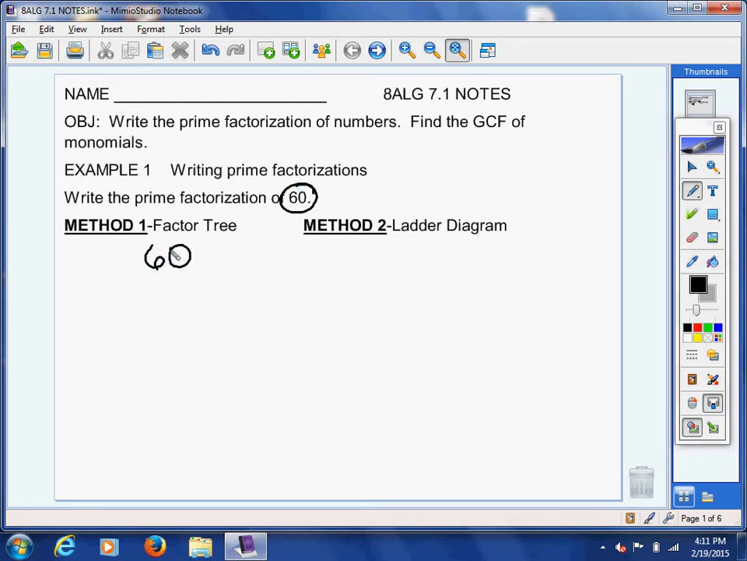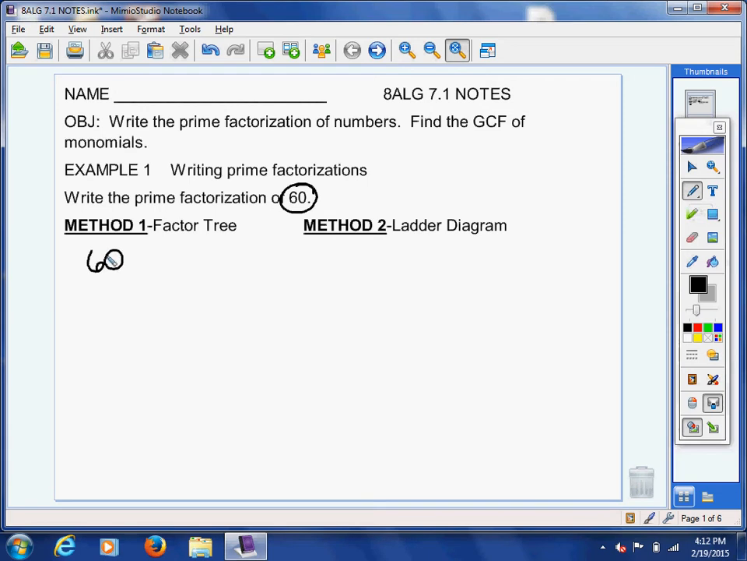Put the number 60 there. And think of any two factors of 60 that you want to try. It doesn't matter where we begin. All that matters is that we end up with the exact same prime factors. I'm going to do this twice. In fact, I'm going to erase and write just a little bit smaller, so I can do a couple of factor trees side by side for you.